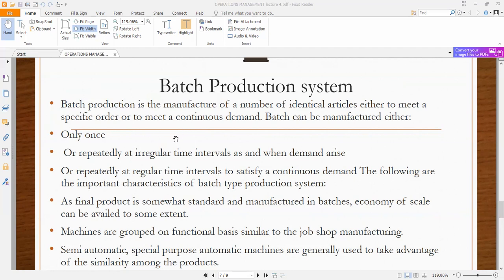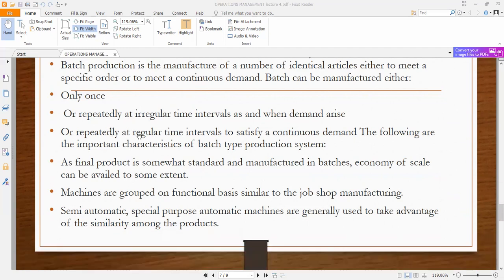Now, it can be manufactured either only once, or repeatedly at irregular intervals as when demand arises, or repeatedly at regular intervals to satisfy a continuous demand. Now, the following are the important characteristics of the batch production system. Firstly, the final product is somewhat standard and manufactured in batches.